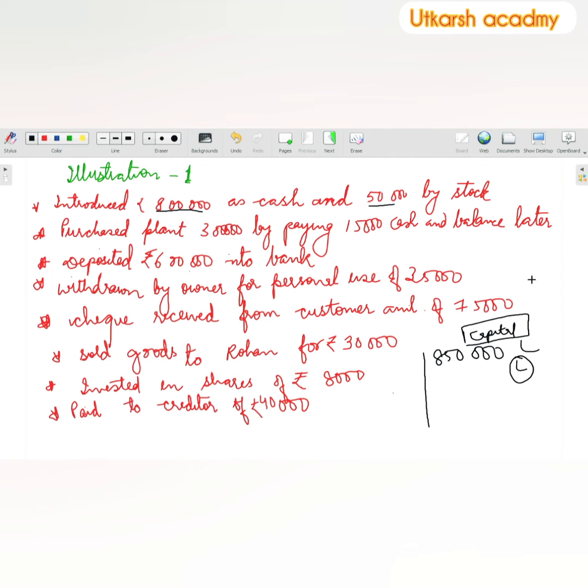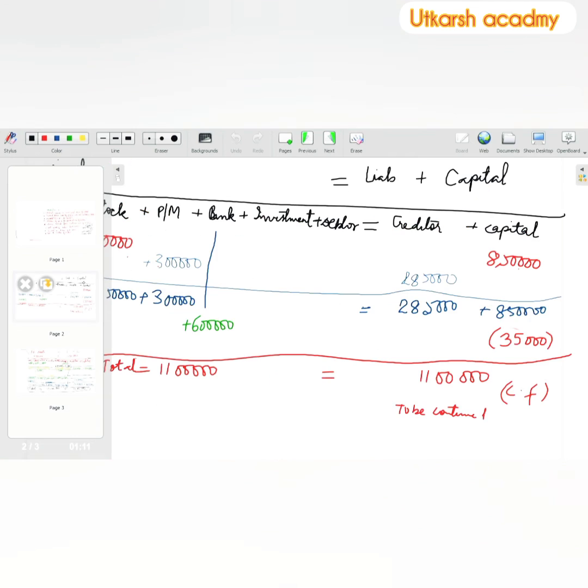The capital is shown on the liability side. Now as cash and stock have been brought in, it will also bring an asset to the company. So the asset will be cash. How much cash? 8 lakh and stock 50,000. So how will we show this in the accounting equation? Let's put this on the accounting equation.